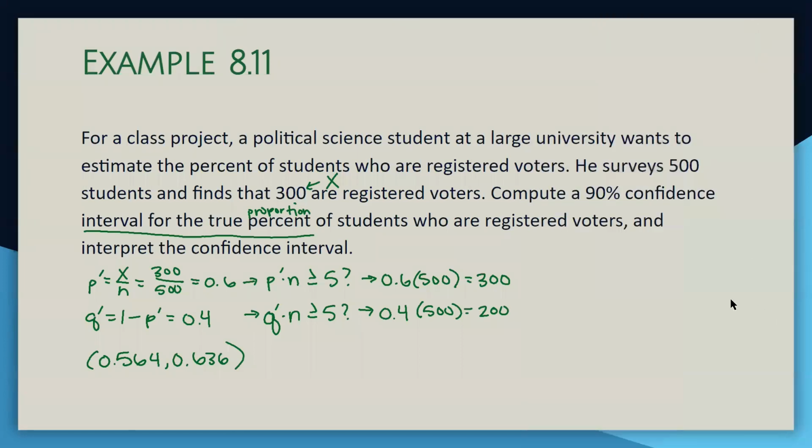So our last step is let's interpret that in terms of this problem. So we were trying to estimate the true percent of students who are registered voters. So we can say with 90% confidence that between 56.4% and 63.6% of students are registered voters.